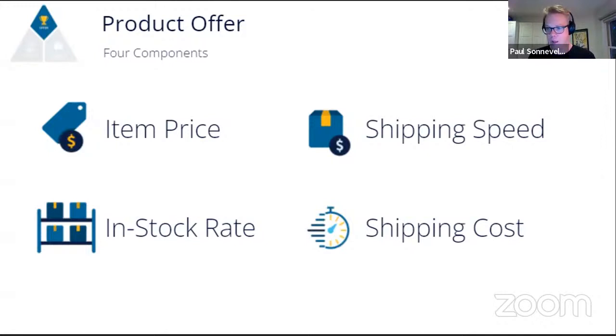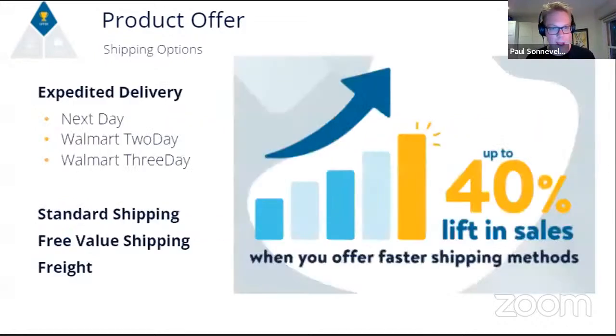And many, as we know from lots of other platforms, offering free shipping is obviously very, very important. It's a great conversion driver for that. But in terms of shipping speed, let me talk more specifically about that. So Walmart has a number of different shipping options. There's standard shipping, put a fee there, or you can also choose to do expedited delivery. So next day, Walmart 2-day, and Walmart 3-day.